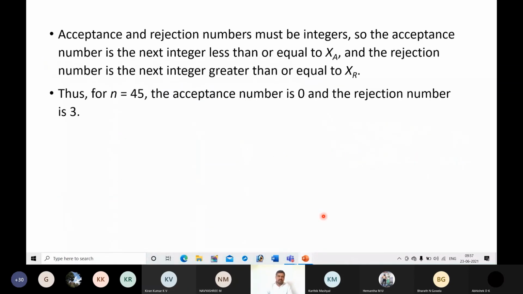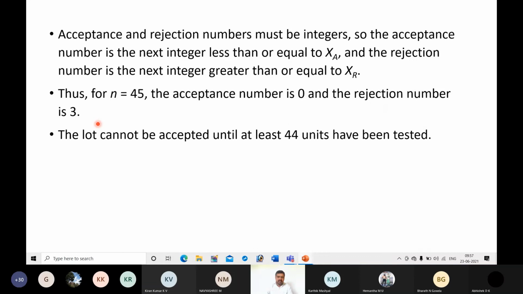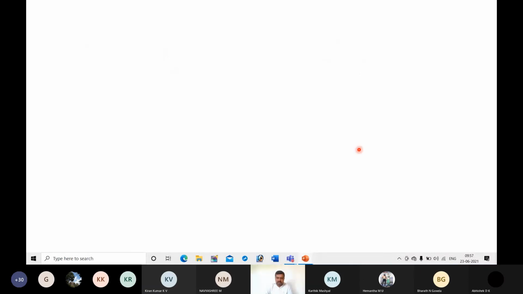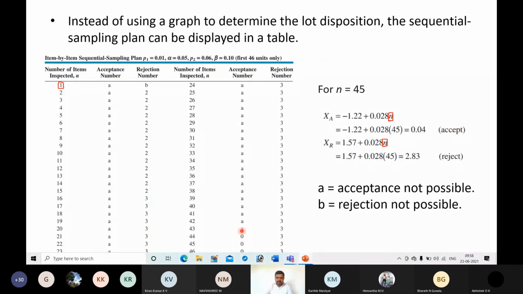Thus, for n equal to 45, the acceptance number is 0 and the rejection number is 3. The lot cannot be accepted until at least 44 units have been tested, because up to 43, if you substitute n values in the equation of XA, you will get an acceptance number that is negative, which is not possible. So we write it as acceptance not possible. That means the value cannot be considered. That's why it is written as A. The meaning of A is acceptance not possible.